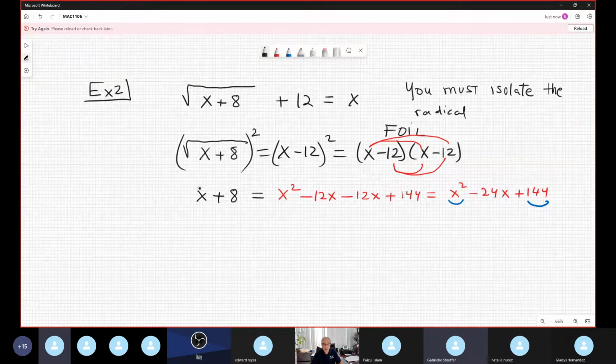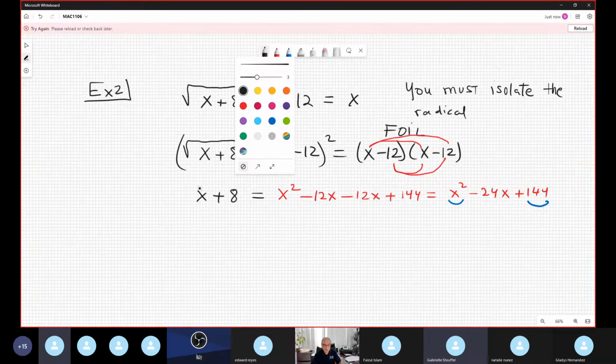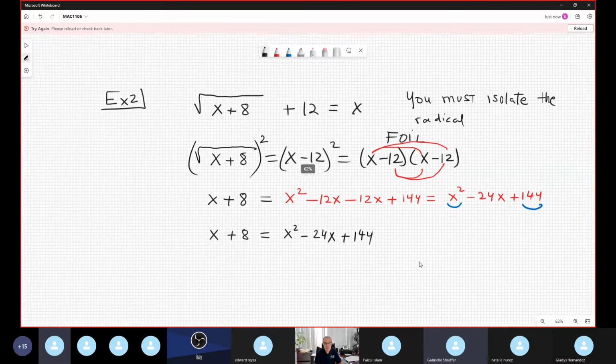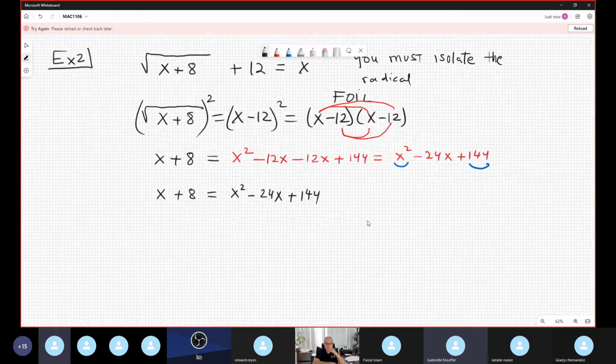Okay, so let me copy my answer so far. x plus a on the left, and on the right is x squared minus 24x plus 144. Is it okay so far? Yes. Immediately you identify, wow, this is a quadratic equation. So the equation I have at the moment here is a quadratic equation.